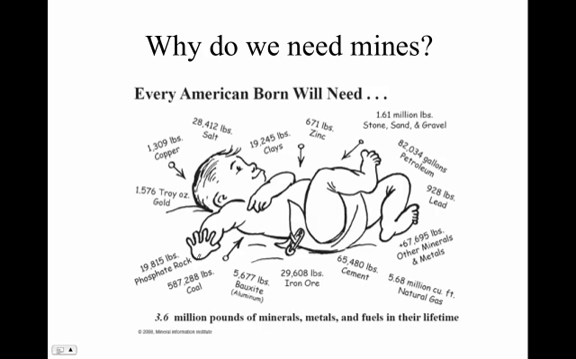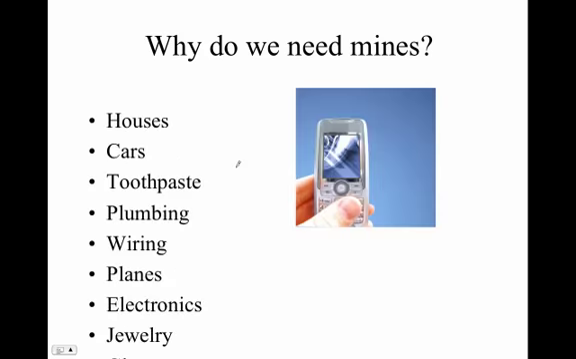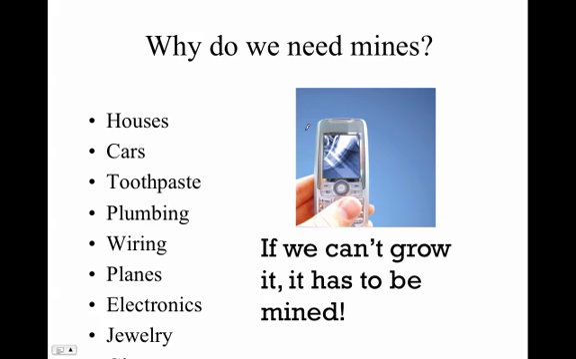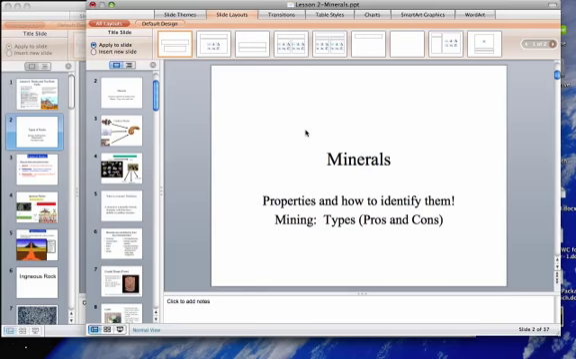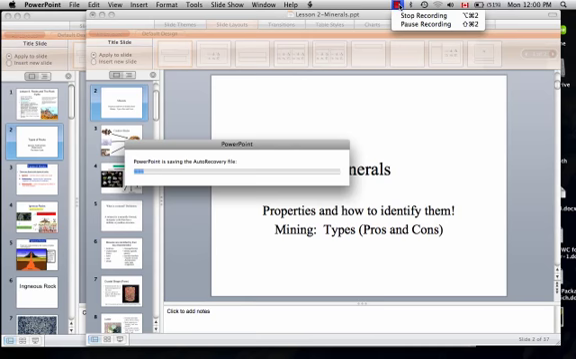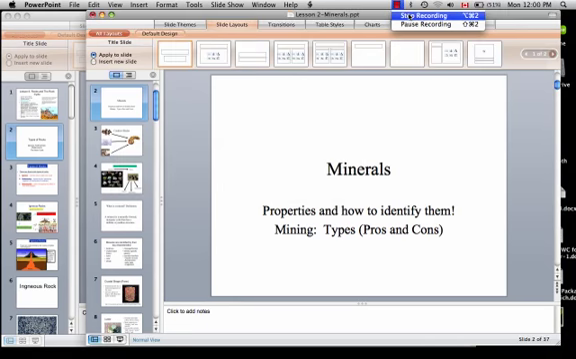So we do need mines. Here are some products, for example, that we need from mines: salts, clays, zinc, petroleum, lead. So, it's not as easy economically just to say, let's ban all the mines. So it's kind of a delicate balance because we need mines for many things: houses, cars, toothpaste, plumbing, wires, and so on. Cell phones, without mines, we wouldn't have those. So if we can't grow it, it has to be mined. So that's an overview of this topic on minerals and mines.